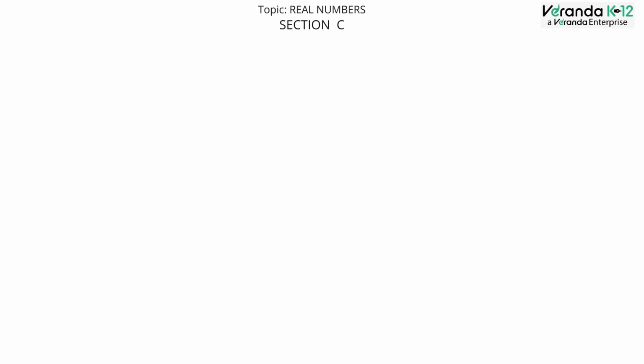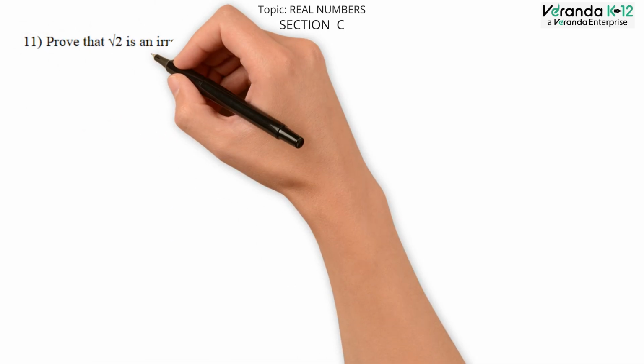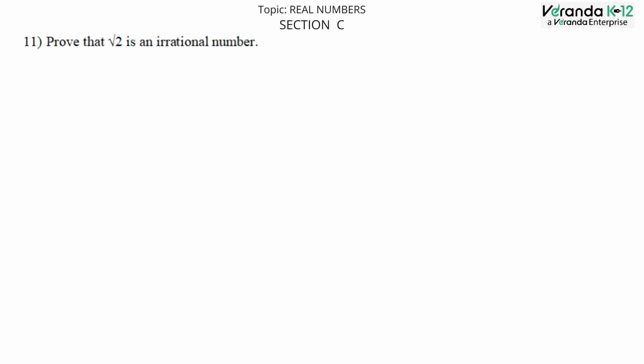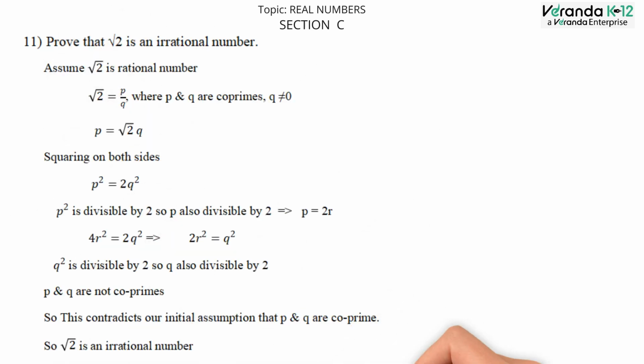Section C, question number 11. Prove that square root of 2 is an irrational number. Assume that square root of 2 is a rational number. So square root of 2 can be written in p by q form, that is square root of 2 equals p by q, where p and q are co-primes and q not equal to 0. Rearranging the equation, we get p equals square root of 2 into q. Now squaring on both sides, we get p² equals 2q².